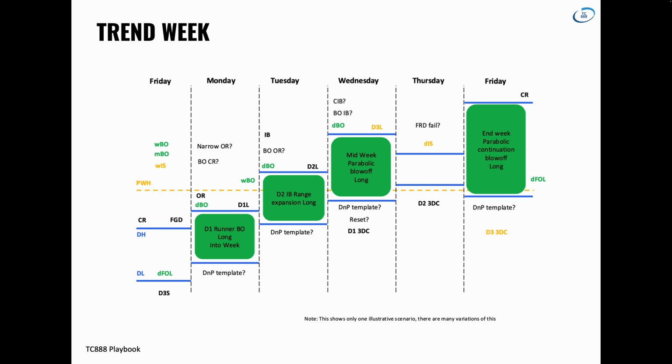I will also show you a gold example afterwards. So you really want to take these day one runner long into the week potentially, because you want to see that, and then take the breakout continuation on Tuesday or Wednesday, or if it's really a trending week with a parabolic channel, you also can take those trades on Thursday or even Friday.